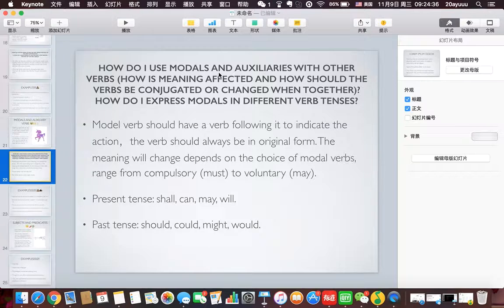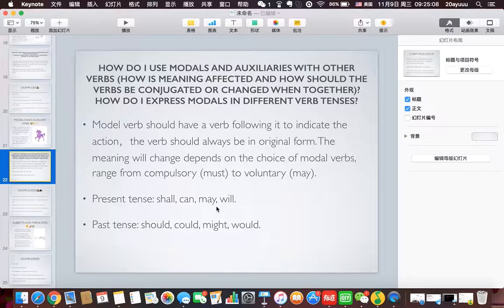How do I use modals and auxiliaries with other verbs? How should the verbs be conjugated or changed when together? How do I express modals in different verb tenses? Modal verbs should have a verb following them to indicate the action. The verb should always be in its original form. The meaning will change depending on the choice of modal verb, ranging from compulsory must to voluntary may.